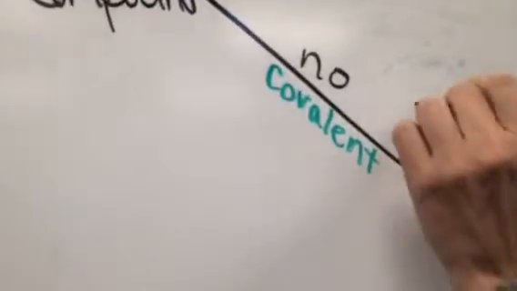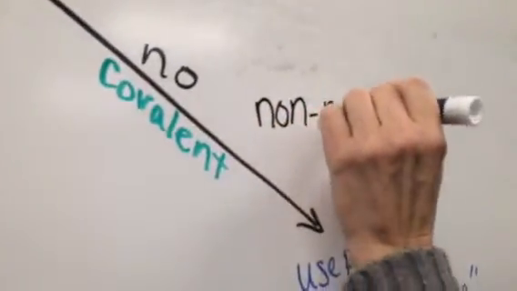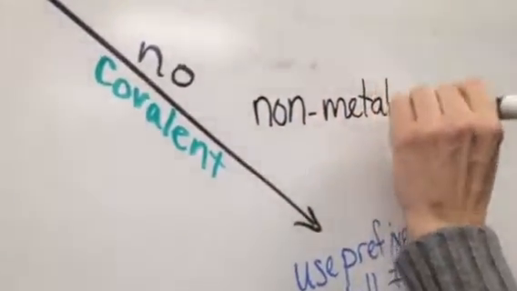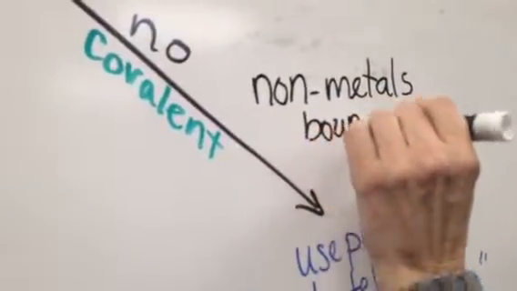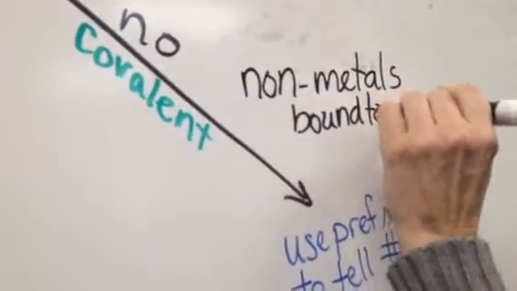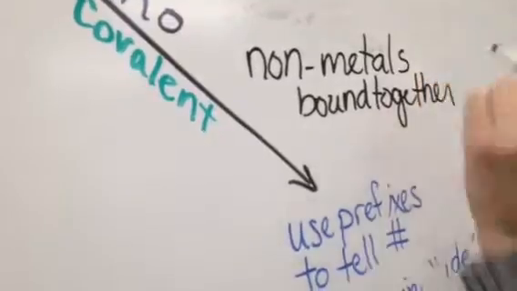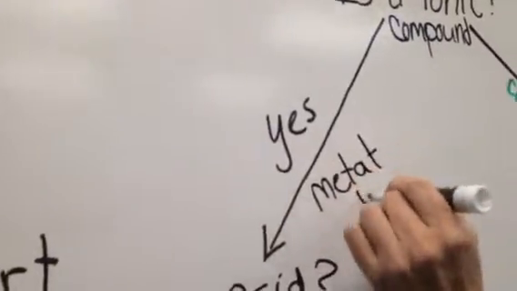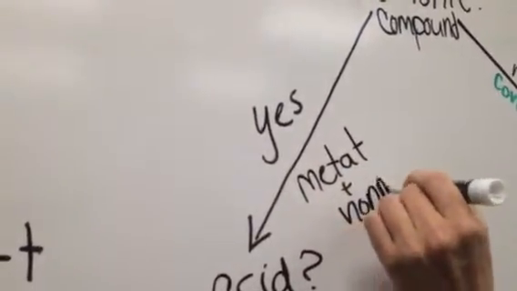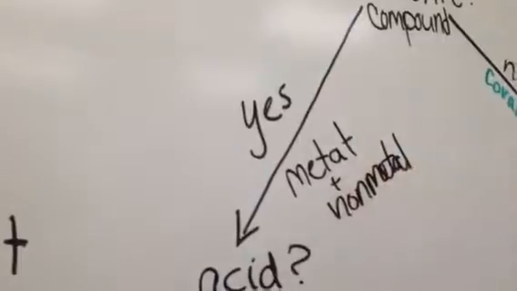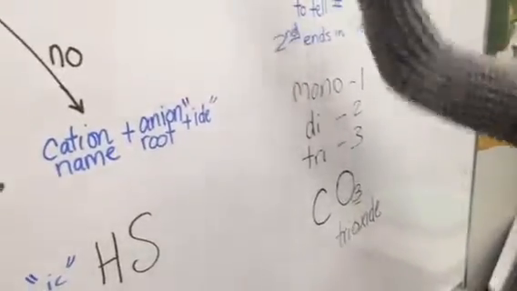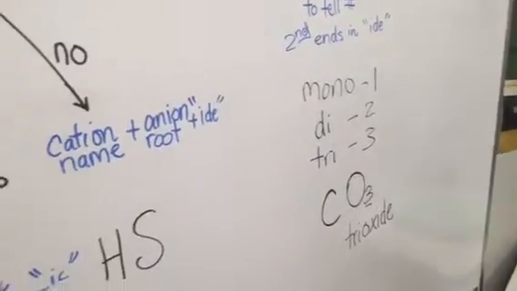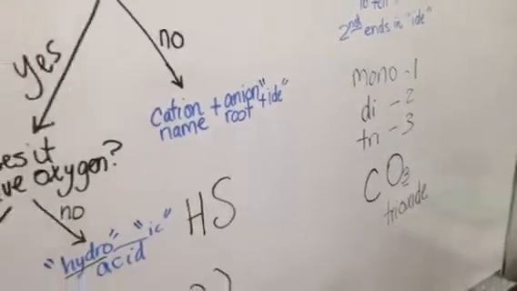Okay. And what is covalent again? Shared. These are non-metals bound together. Okay. And they are sharing an electron. These guys is a metal plus a non-metal. Okay. That's it. So we're naming things. That's all. The whole test is about naming things. Yeah. Okay.